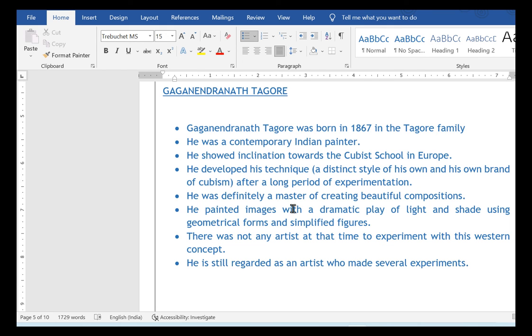He was definitely a master of creating beautiful compositions. He painted images with a dramatic play of light and shade using geometrical forms and simplified figures. There was no artist at that time to experiment with this Western concept, and he did it. So he is still regarded as an artist who made several experiments.